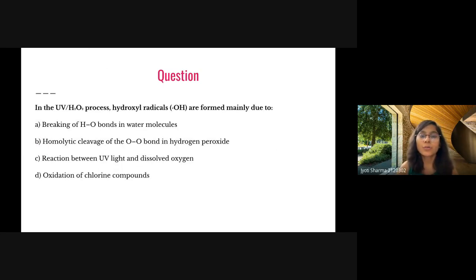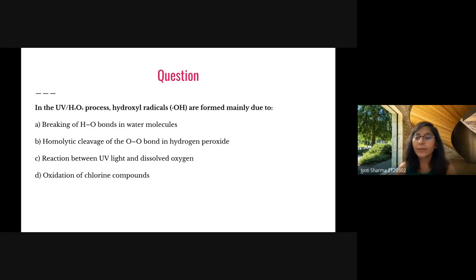Okay, as I told you, we can generate hydroxyl radical using UV rays and also using hydrogen peroxide. So this is the UV hydrogen peroxide process. Hydroxyl radicals are formed mainly due to breaking of the HO bond in the water molecule, homolytic cleavage of the OO bond in hydrogen peroxide, reaction between UV light and dissolved oxygen, and oxidation of chlorine compounds.